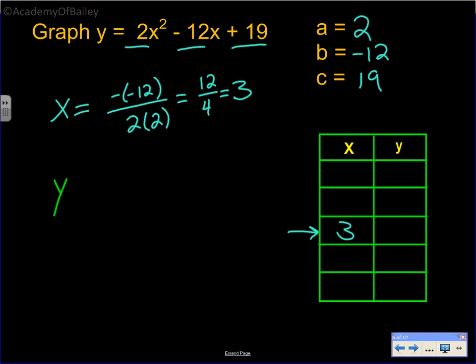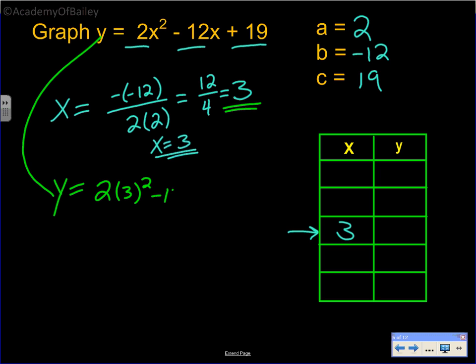What's the y value of the vertex going to be? Well, we substitute the x value of 3. Remember, this is x is equal to 3, and that is the axis of symmetry, the equation for the axis of symmetry. So since x is equal to 3, we're going to plug that into the quadratic function there. 2 times x squared minus 12 times x plus 19.